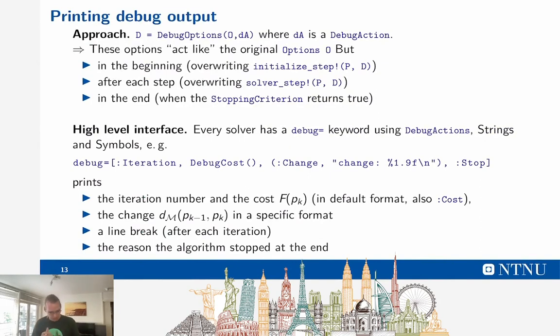Since the details are a little bit challenging, the easiest is that something like gradient descent has a debug equals keyword, which, for example, takes a symbol like iteration, which just prints the iteration number. It takes a debug action like debug cost, which just takes the options and the problem and prints the current cost value. This can also be done by colon cost, but I wanted to demonstrate that debug cost is a debug action like mentioned above. And this is even a change of two values with a specific string giving the format you want to print. And colon stop gets stored in the end and prints the stopping reason after the end of the algorithm. So that's the easy way with the keyword for all the solvers to activate debug.